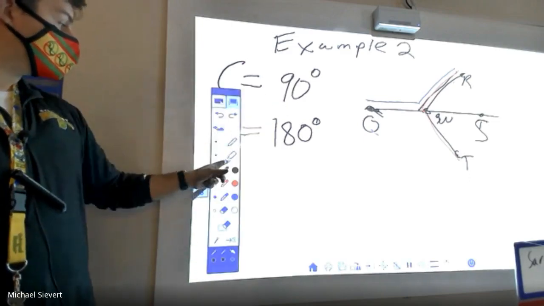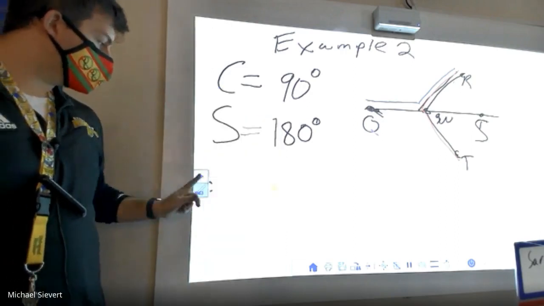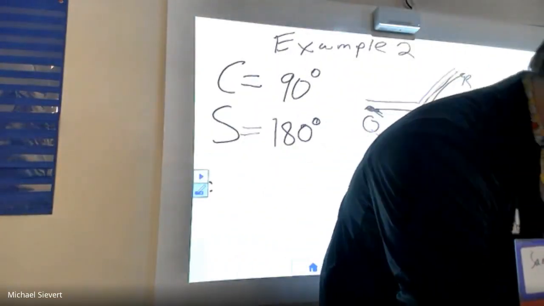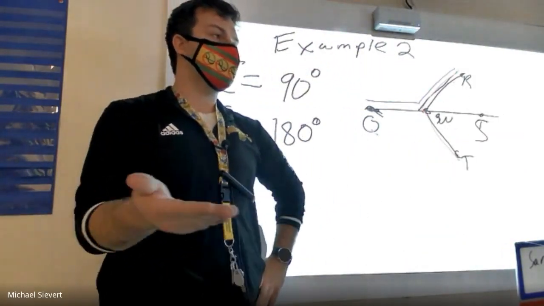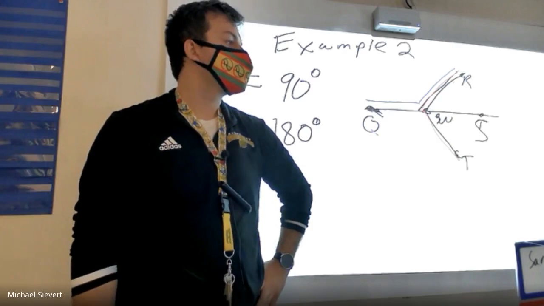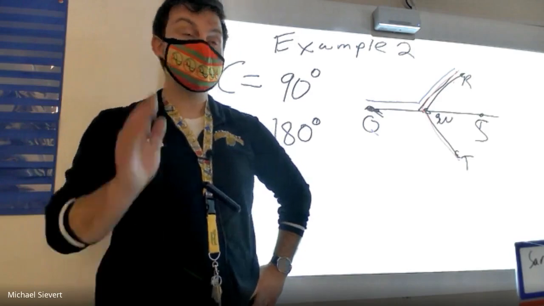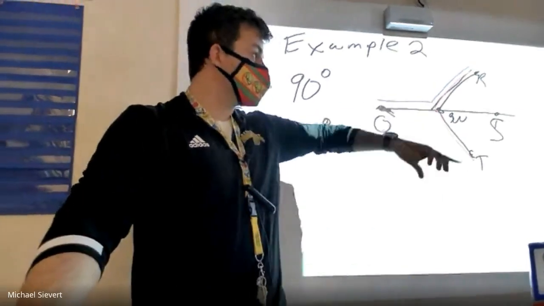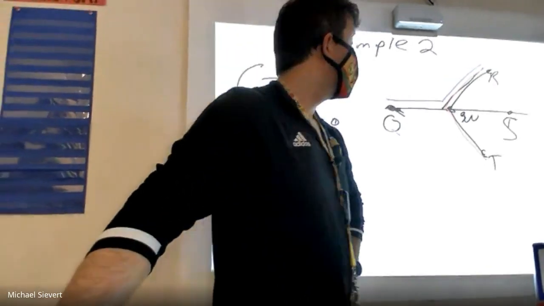Now, how about the complementary of, let's not go too big, go normal, perfect. Complementary of the same thing, RWS. So RWS, which angle would it go with to equal 90 degrees? Antoine? Sorry, what? All right, but which letters? You gotta have three letters. Which are the three? S, W, T?